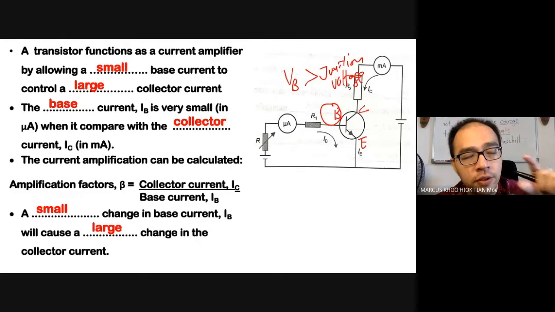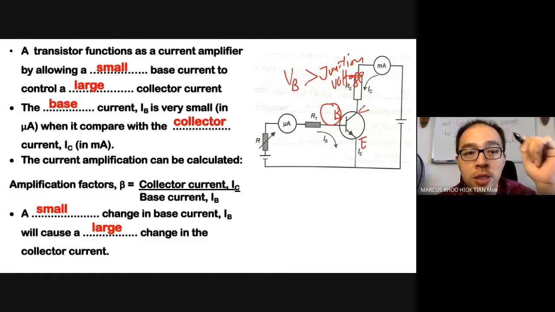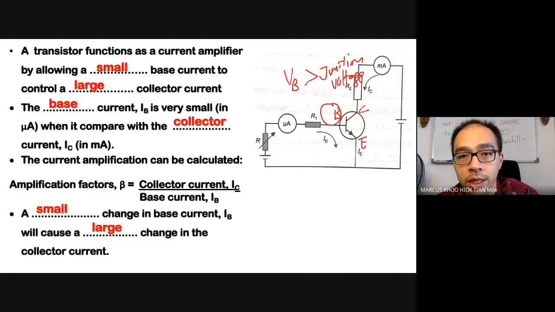So the junction voltage is a gap. You need a bridge, or you need to give the electrons enough energy so that they can jump over that gap. When they jump over the gap, current can flow and the junction becomes smaller. This is the very, very basic thing. If the base voltage is big enough, base current can flow. And if the base current flows, then the collector current can flow. But the base current is very small compared to the collector current.